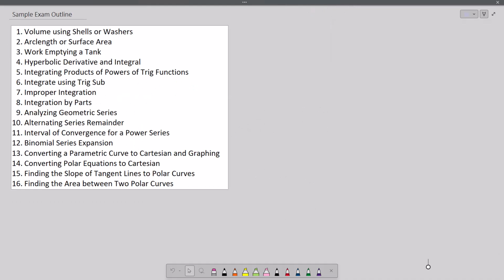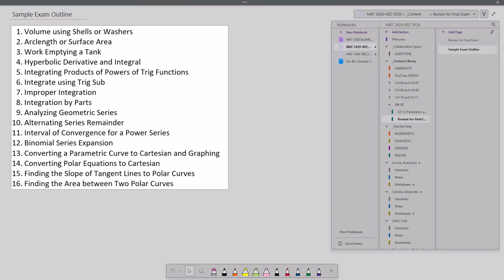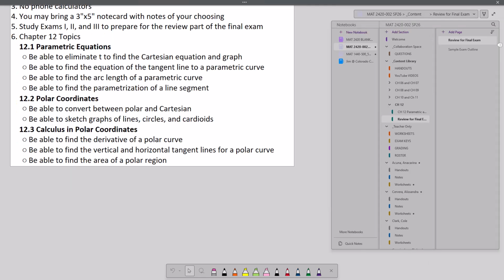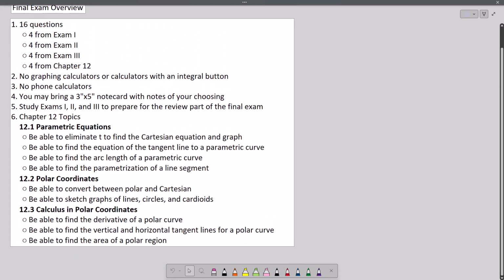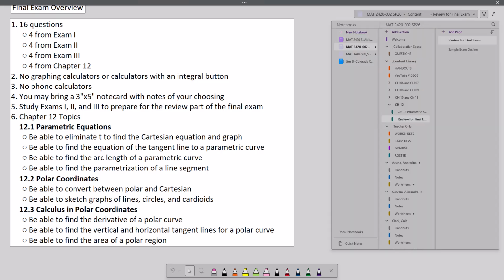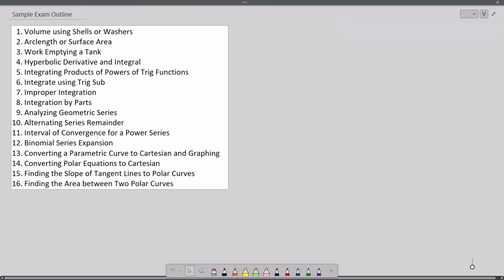So if you look at the review sheet, there is the review layout. So we're going to have 4 questions from each unit, and then all the standard stuff. Here are the topics for Chapter 12. And then if we look at a sample exam outline, a little bit more precision here. So these are the most important 4 concepts.